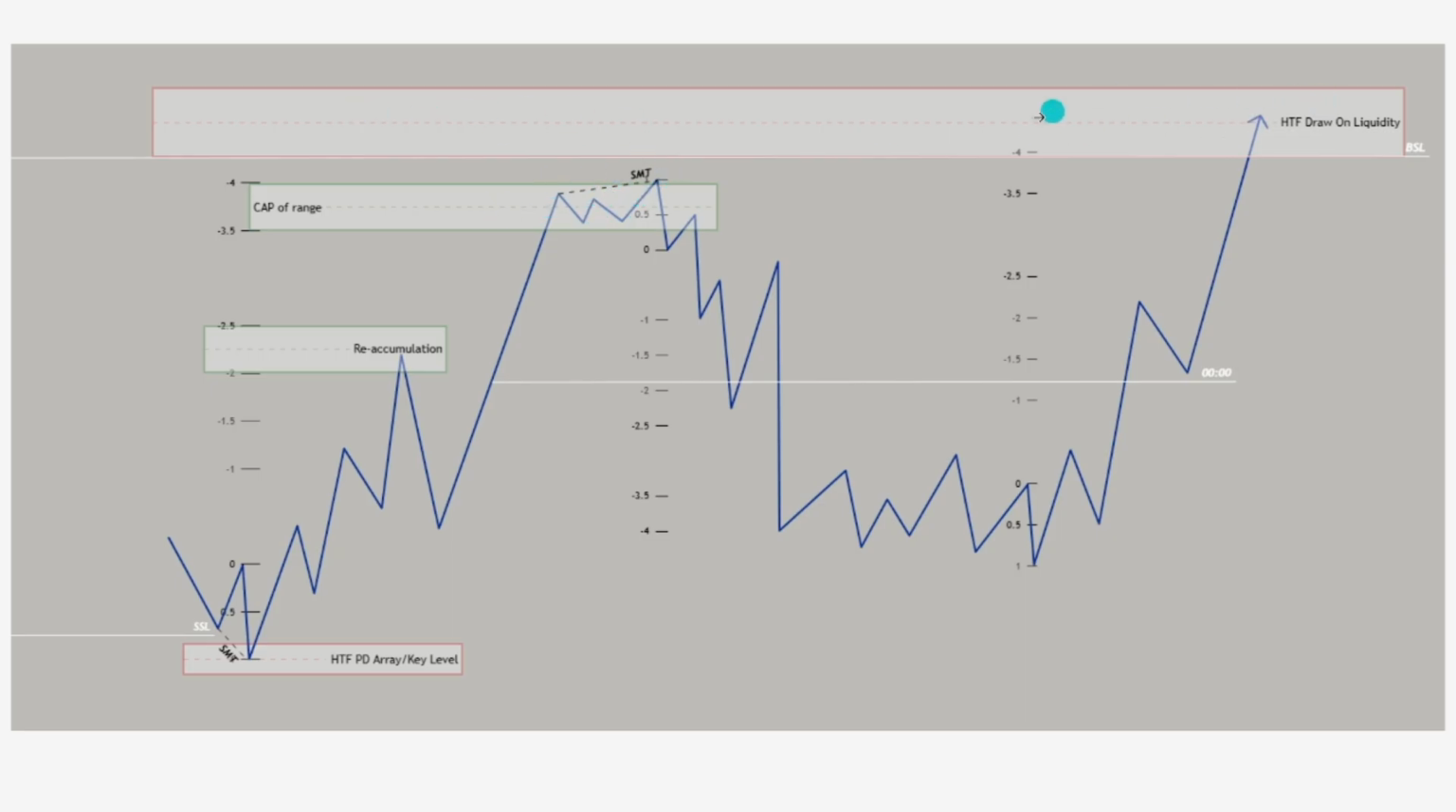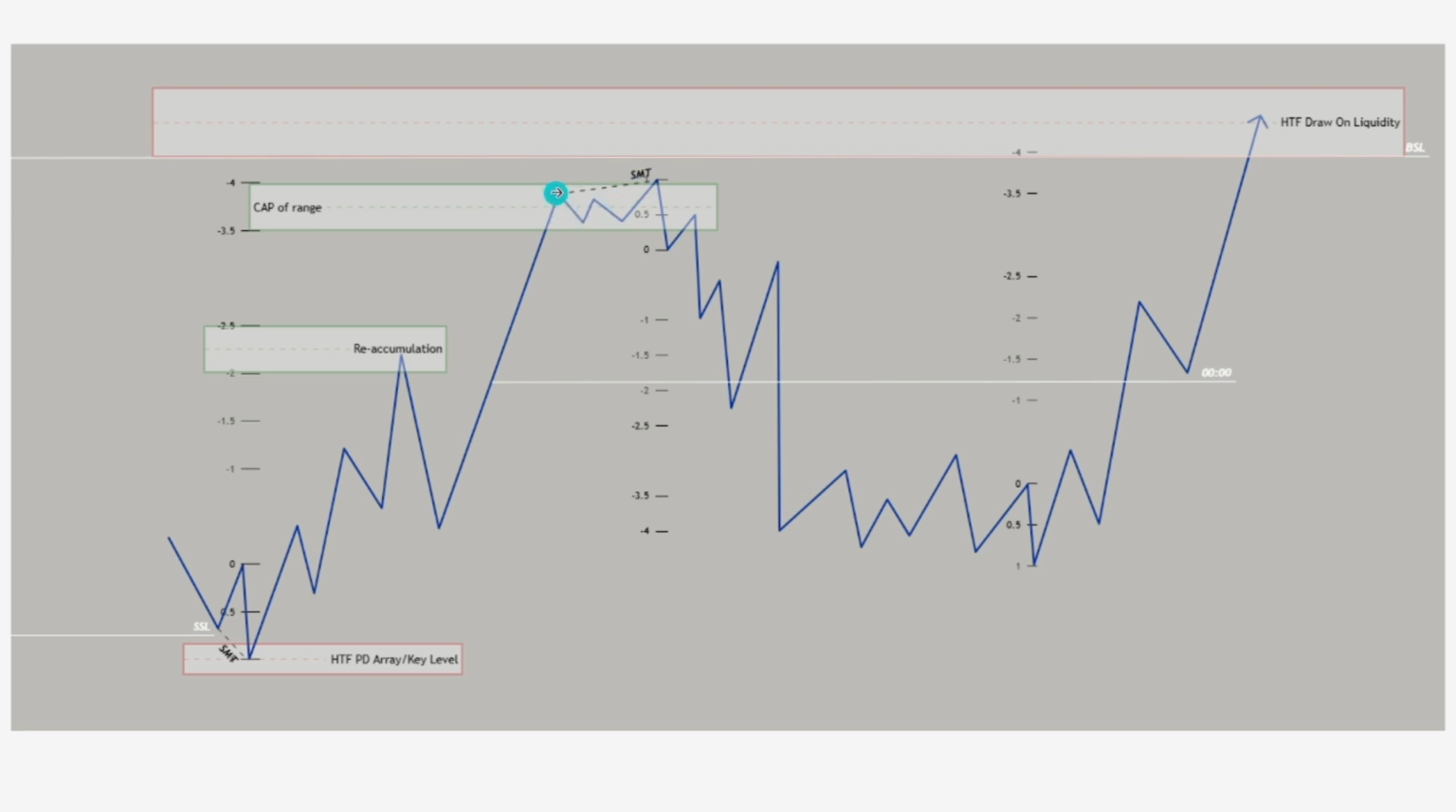Notice we still have our higher time frame draw on liquidity here at buy side liquidity, but we come short of that. This SMT is what makes us short of hitting into this higher time frame draw. That does not mean that we don't come back to it, okay? It's a higher time frame. Price is going to come to where any inefficiencies are in the market. So we put a SMT in.